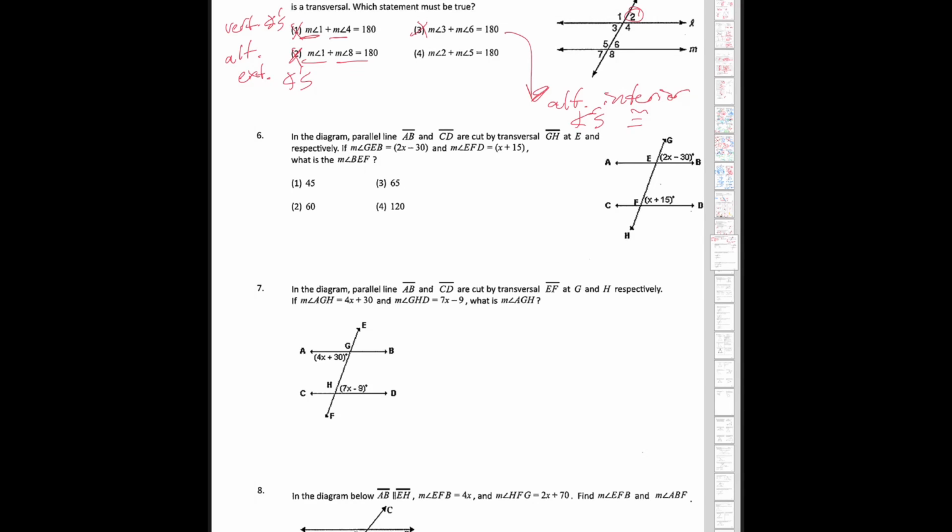Angle 2, angle 5. Those angles there are supplementary. They're not a special pair, but we can tell that because 1 and 5 are corresponding and they are congruent. So that means that these two would have to be supplementary. So these two would then be supplementary. So that is our choice there.